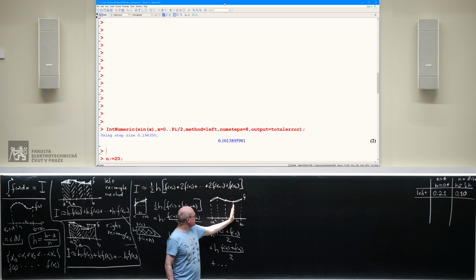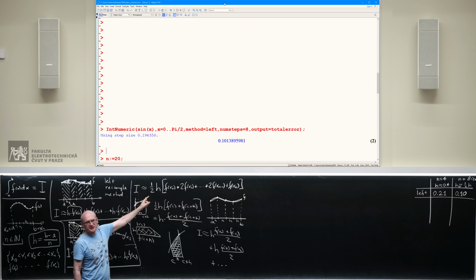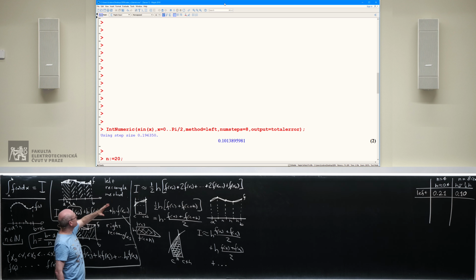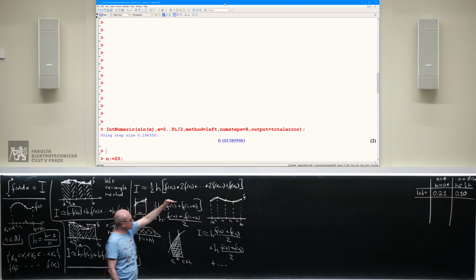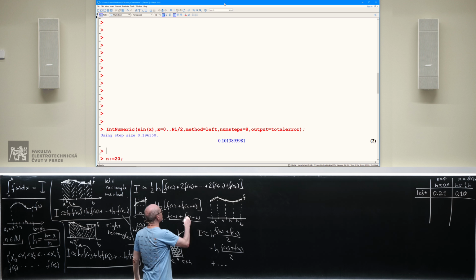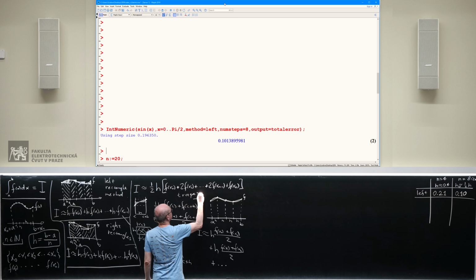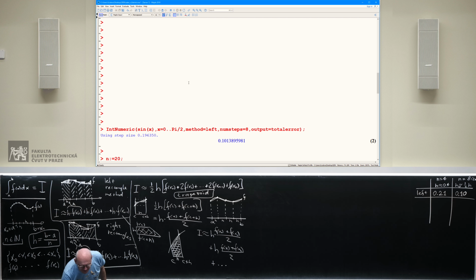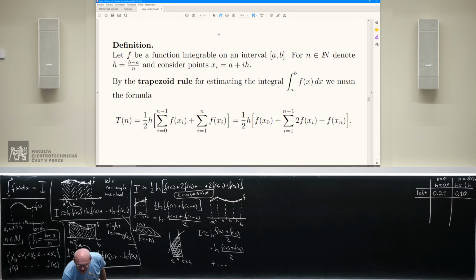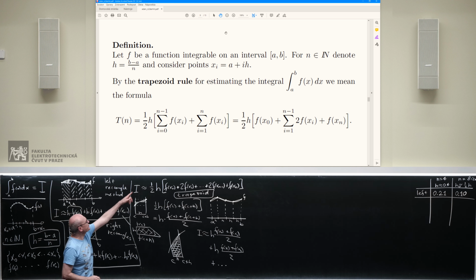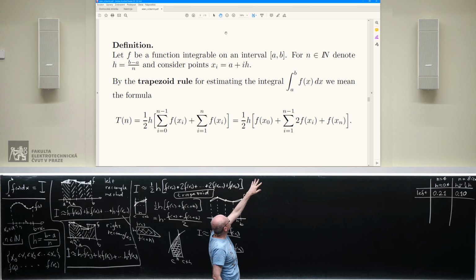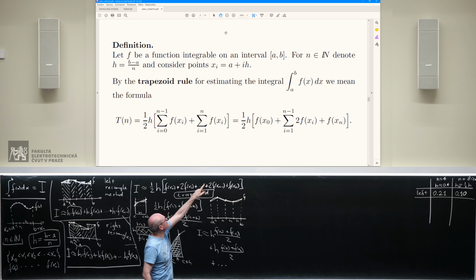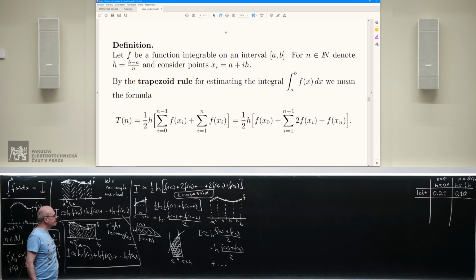Each value is used by two trapezoids, apart from the last one. This one is used just once. It all fits nicely. So this method can be also thought of as a natural generalization, passing from rectangles to trapezoids in the picture. This is the trapezoid method. And if I click, I sincerely hope it will be there. I recall myself typing it. Here we go. So on the right, we see the familiar formula, all values taken twice apart from the endpoints. And 1/2 and h. Great.